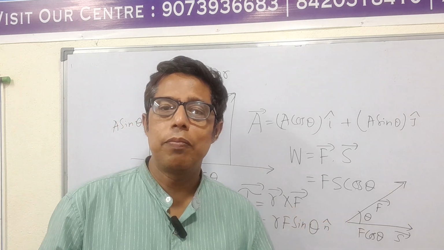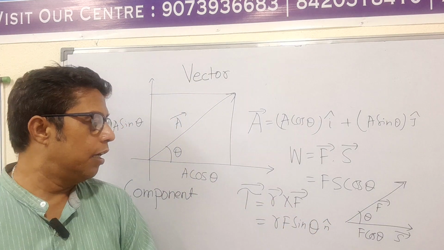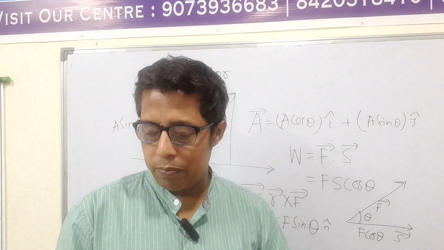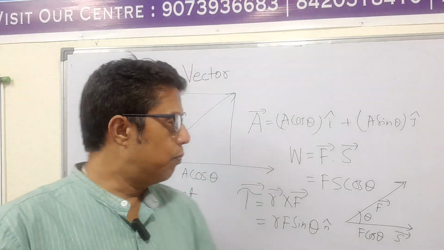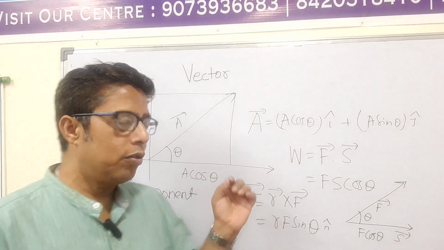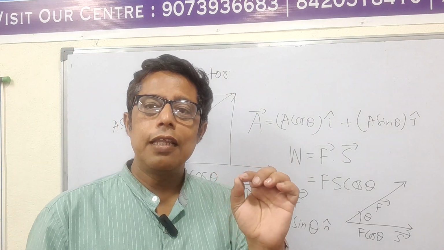R is the displacement, the distance vector. Here, what does distance mean? Whenever we are, let's say, opening a door, this R is the distance between the point of application of force and the hinge.